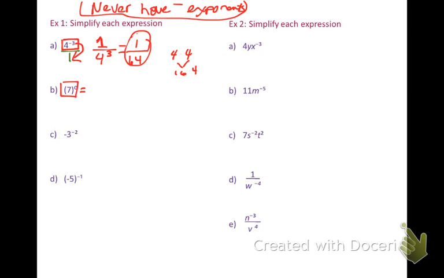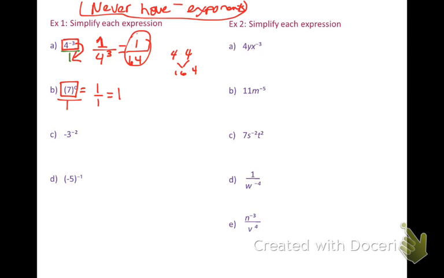Now, you box this part up, put it over 1. Then you would say, what's 7 to the 0 power? Remember, any number that has a power of 0 equals 1. So it would be 1 over 1, which equals 1.